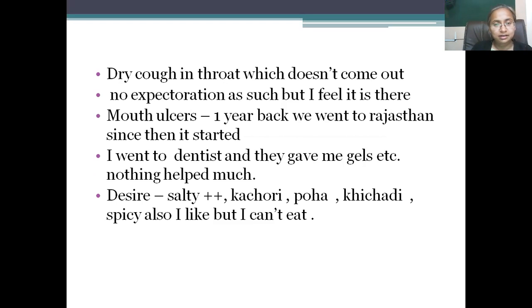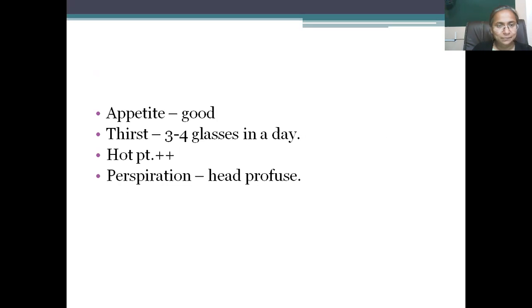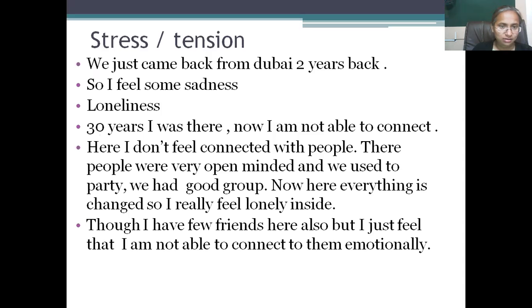Mouth ulcers are there. So she said one year back we went to Rajasthan, and after that this mouth ulcer started. She went to a dentist, and they gave some gels to apply on the ulcers, but it didn't help. And she has strong desire to eat chaat and salty things, and also a little bit of spicy. Thirst is less. She's a hot patient, and on head she perspires a lot.